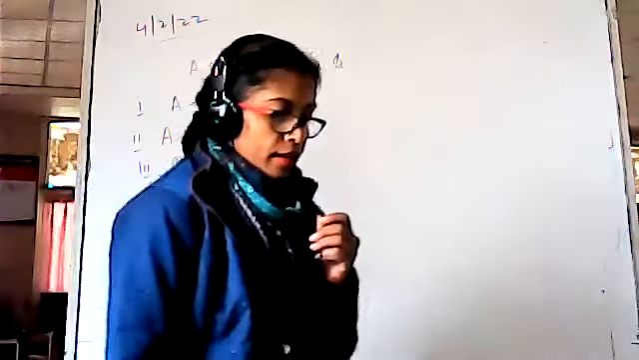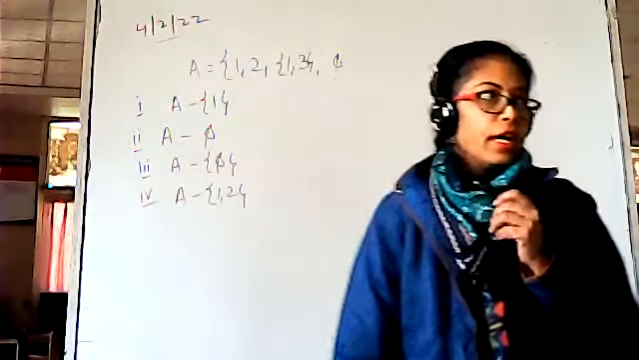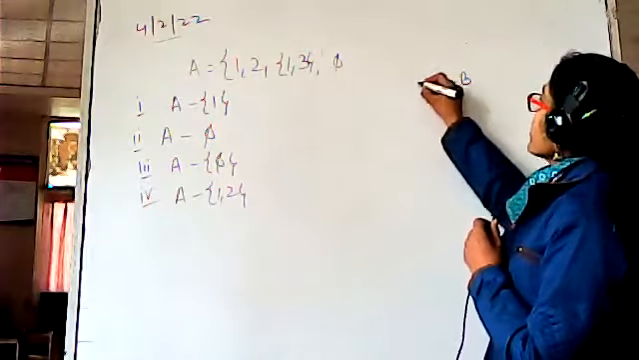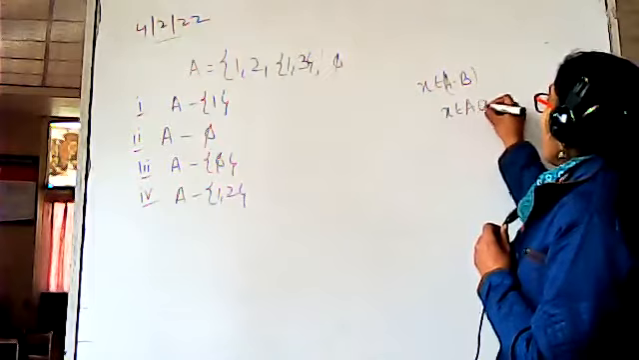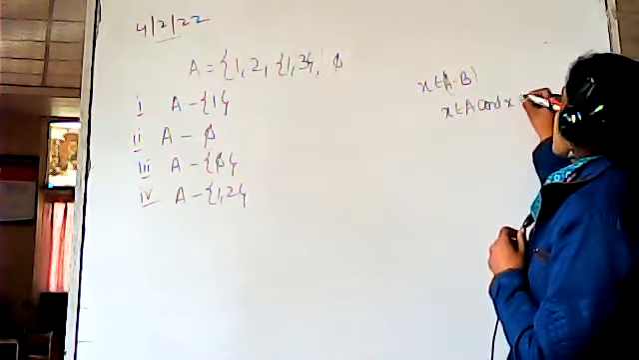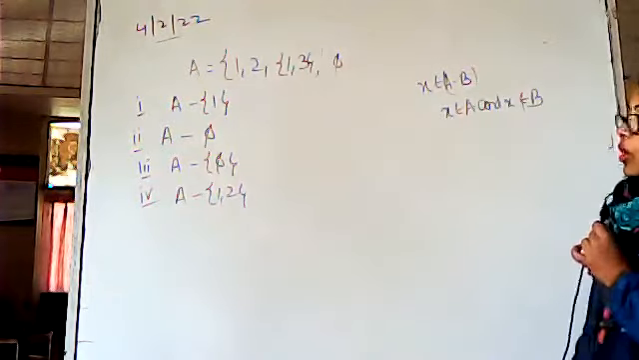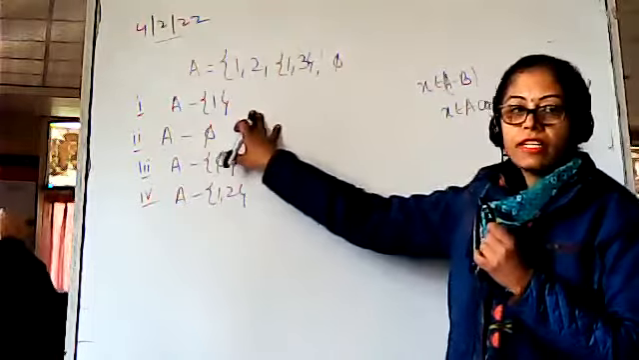Last time we did the definition of difference of two sets. Difference of two sets means A minus B. If X belongs to A minus B, it means that X belongs to A and X does not belong to B. X will be present in A and X will not be in B. This definition we will apply here, A minus 1.